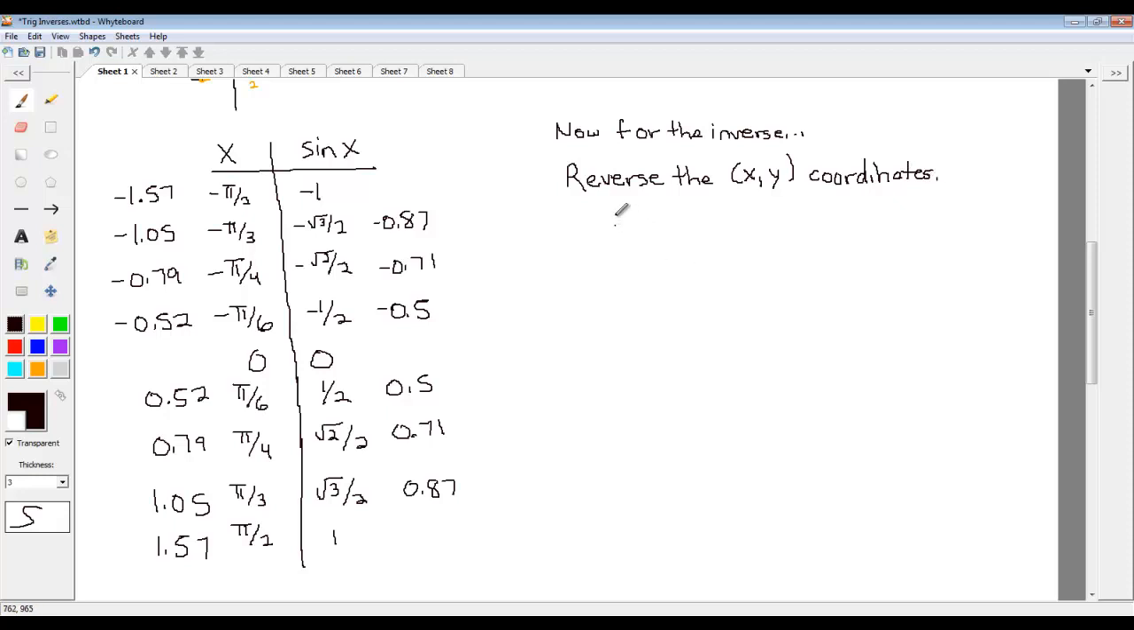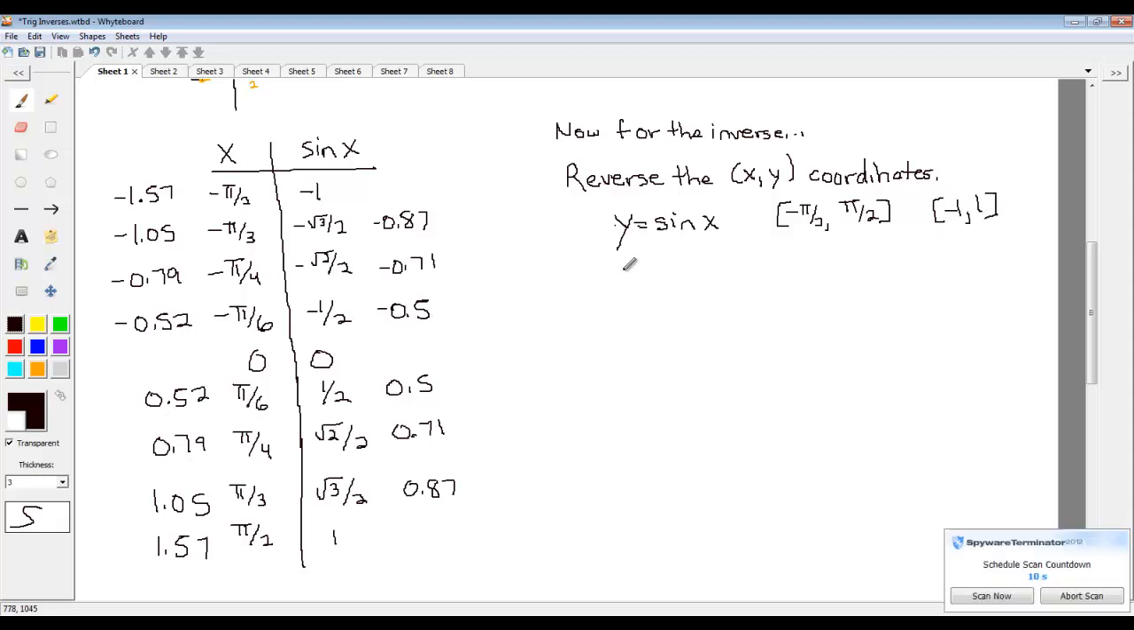We're starting with y equals sine x, where the domain is negative pi over 2 to pi over 2, and the range is negative 1 to 1. But to do the inverse, you swap the x's and y's.